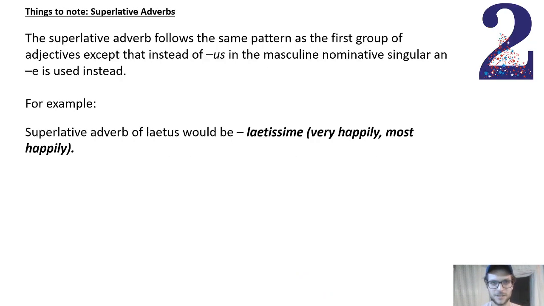Now let's look at superlative adverbs. The superlative adverb follows the same pattern as the first group of adjectives, except that instead of -us in the masculine nominative singular, an -e is used instead. So the superlative adverb of laetus would be laetissime. Okay, so rather than laetissimus, you get laetissime, and that is our superlative adverb, meaning very happily or most happily.